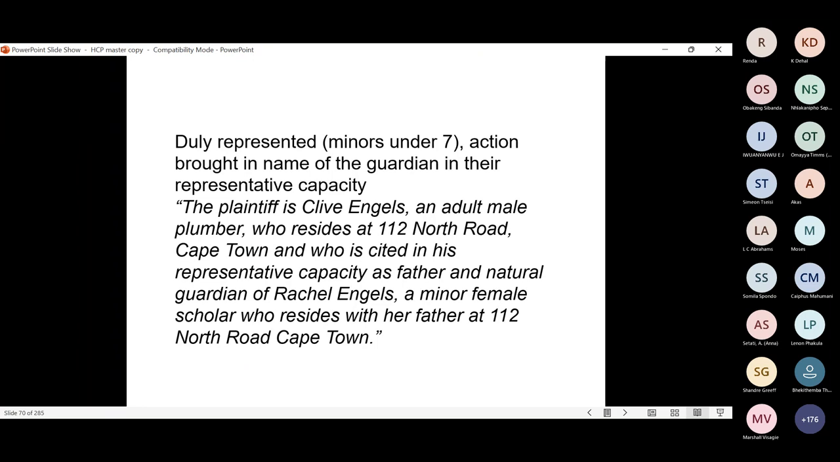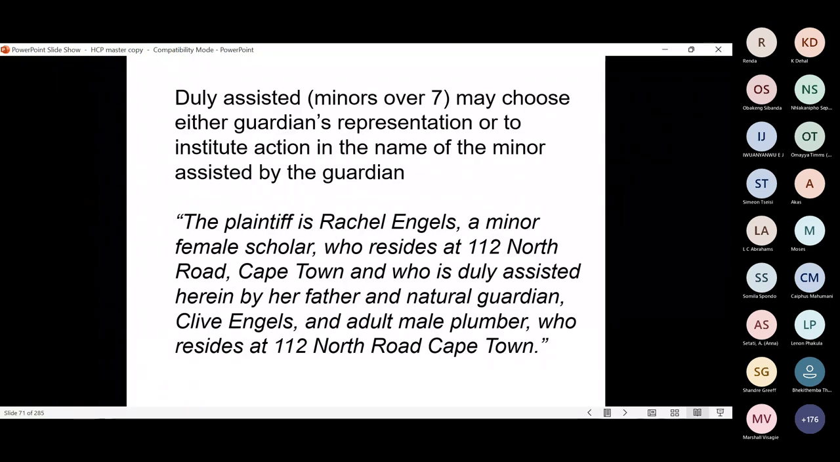So you can see the plaintiff is the father when the child is under 7, because the child cannot act at all. When the child is over 7, it can be as I've described now, or you can choose whether the child is the guardian, and then the child must be assisted by the parent or the guardian. So in that case, it would be: the plaintiff is Rachel Ingalls, a minor female scholar who resides at 112 North Road, Cape Town, and who is duly assisted herein by her father and natural guardian, Clive Ingalls, an adult male plumber who resides at 112 North Road, Cape Town.